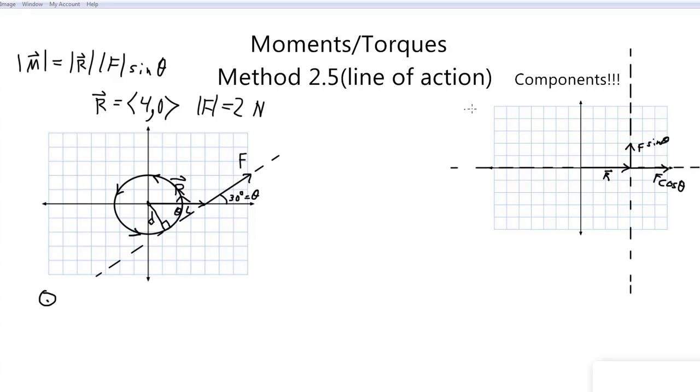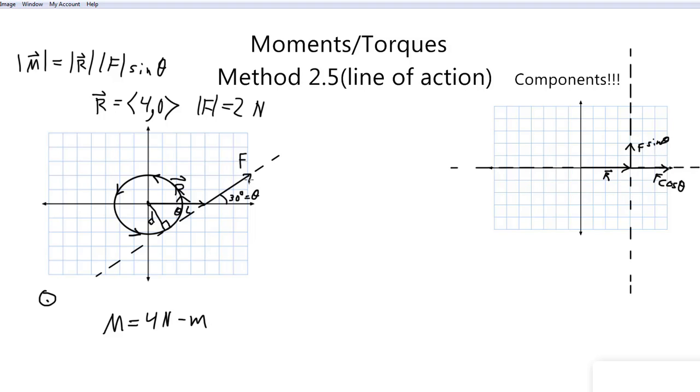But what you can do is break them up into components, and these components produce the same moments in the end. Basically, we're still going to get M equals 4 Newton meters in the end. So I'll just show you that.